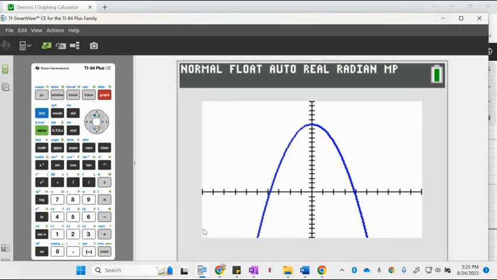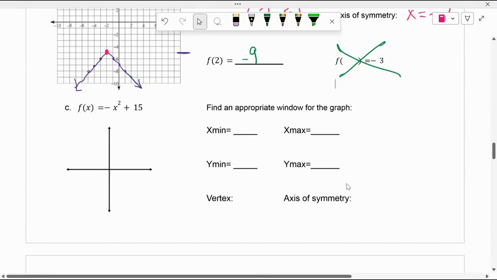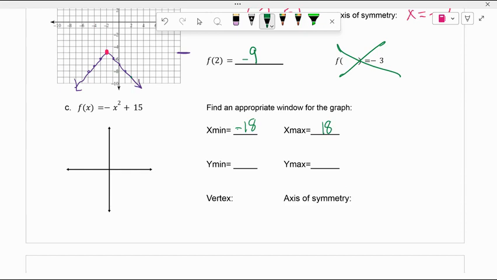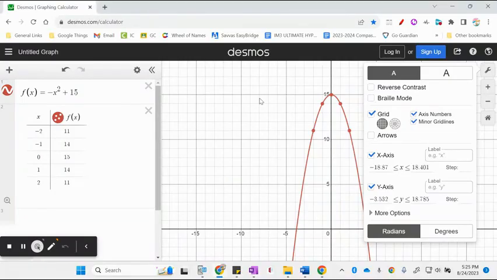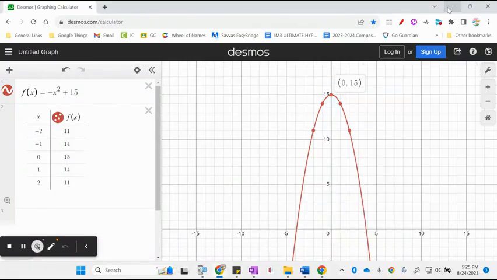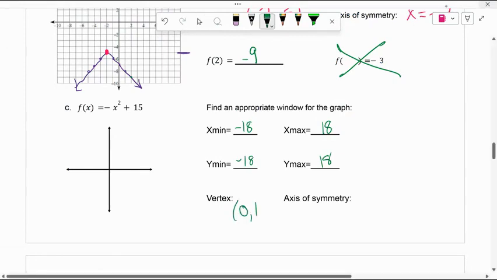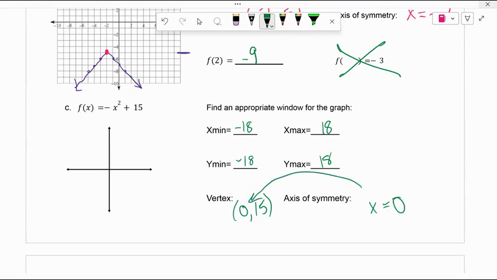So x min could be negative 18. X max 18. Or no, we didn't have that. We had much smaller than that. That'll work. And we can just make them both negative 18, 18. Our vertex, if we look at either Desmos or the calculator, is 0, 15. So our axis of symmetry is going to be x equals 0. So it kind of looks like that.